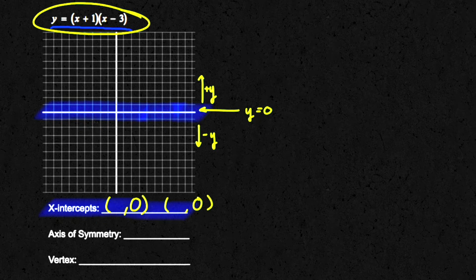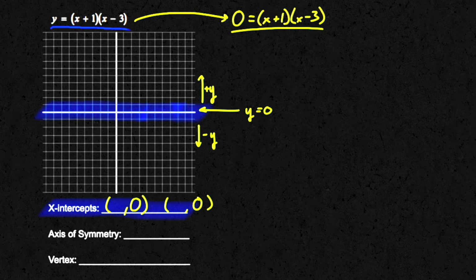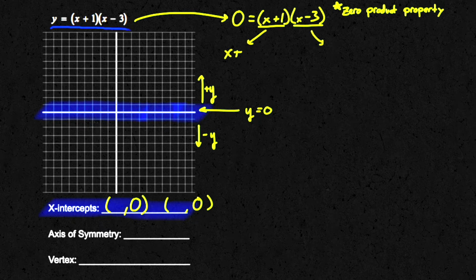So let's look back at the equation, and instead of having a y value here, let's just replace it with a 0. So I'll write 0 equals x plus 1 times x minus 3. Now I remember last unit that the zero product property tells us that we can just take these factors, split them up, and set them equal to 0. So I'll write x plus 1 equals 0, and x minus 3 equals 0. And that's how we solve an equation that's set up like this, like 2 things multiplied together equals 0.